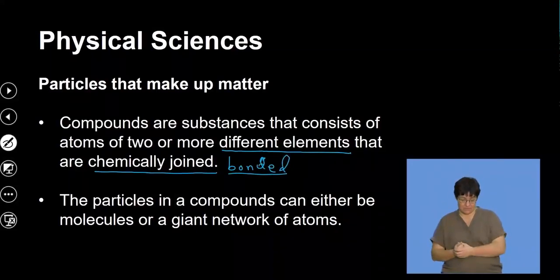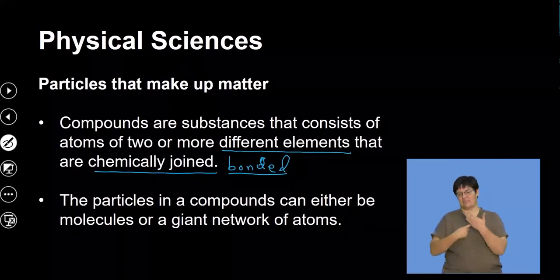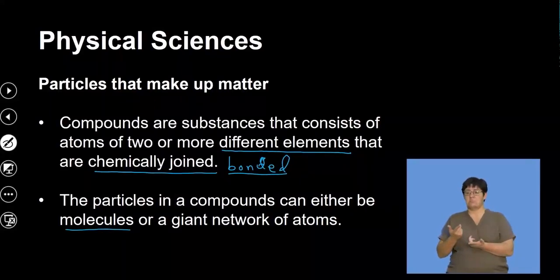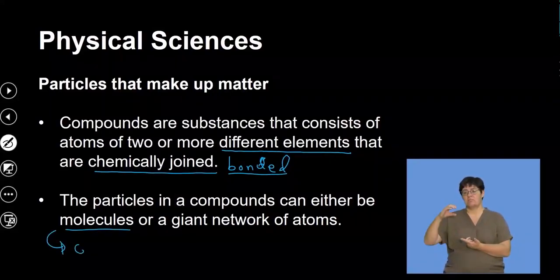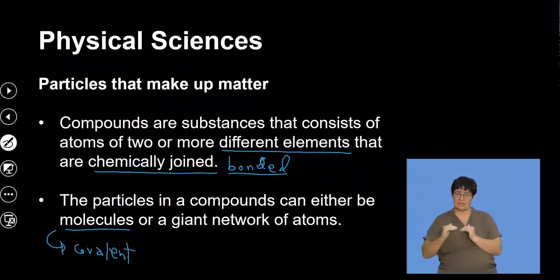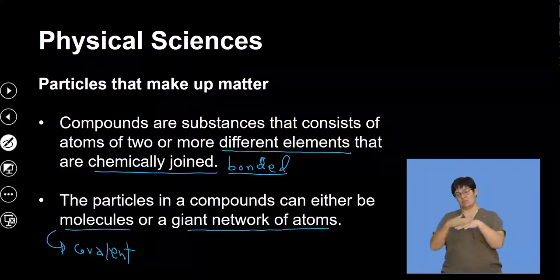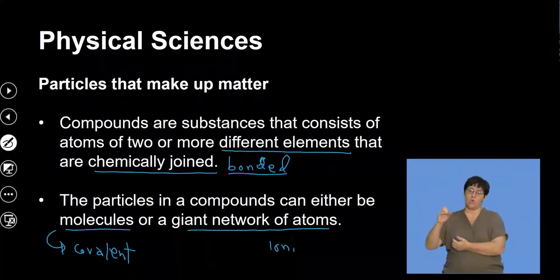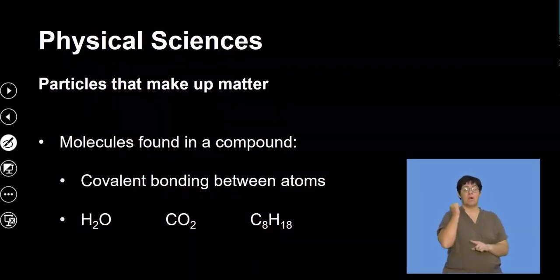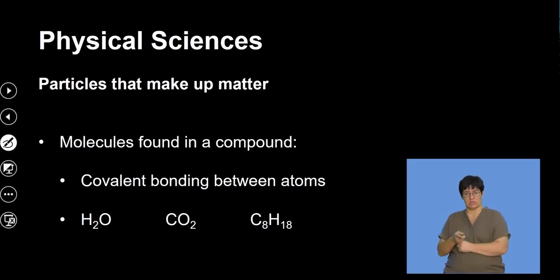Right, so we'll talk about chemical bonding at a later stage, but these particles in a compound can either be molecules if they are covalent. So for a molecule, it has to do with covalent substances where they share electrons so that they become stable, or giant network structures, which in most cases are ionic, right?